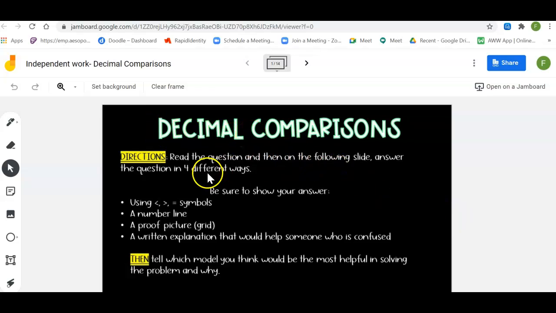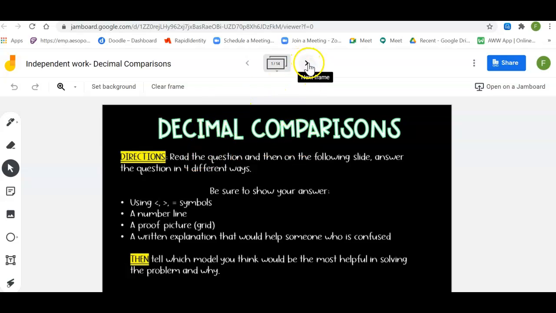Okay, so decimal comparisons. The directions: read the question, and then on the following slide, answer the questions in 4 different ways. Be sure to show your answer. You're going to be using the symbols greater than, less than, equal to, a number line. You're going to have a proof picture, and then you need to put a written explanation that would help someone who is confused. Then tell which model you think would be the most helpful in solving the problem and why.